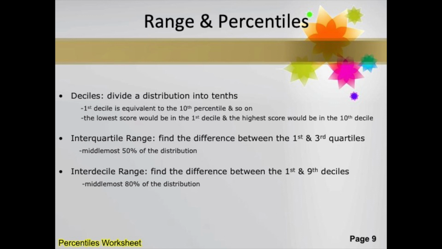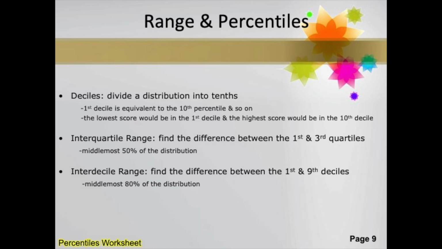Okay, so also we've calculated range for measures of variability, and that's just taking the highest score minus the lowest score. But what if we wanted to know the range of just the middlemost 80% of the curve, or just the middlemost 50% of the curve?